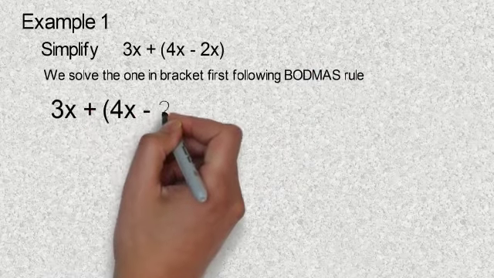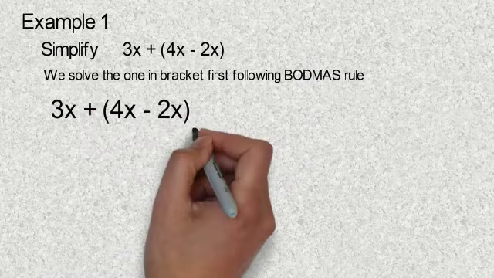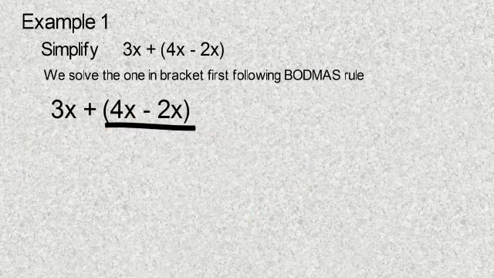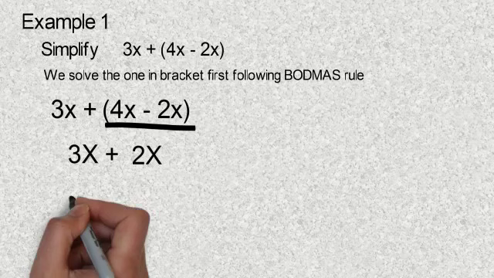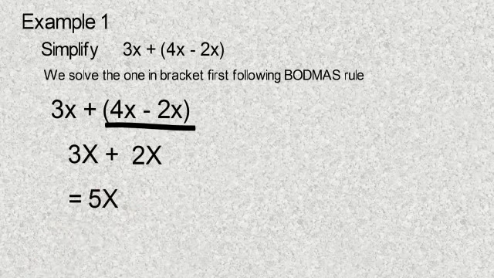We solve the one in bracket first, following BODMAS rule. So I have 3x plus bracket 4x minus 2x. Solving the one in bracket first, I have 4x minus 2x, which is giving me what? 2x. So can you see that? If I now add my 3x to it, which is positive, 3x plus 2x will give me what? 5x. I hope you understand this, which is pretty cool.